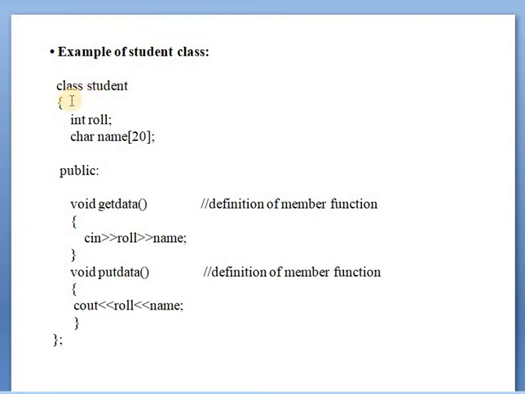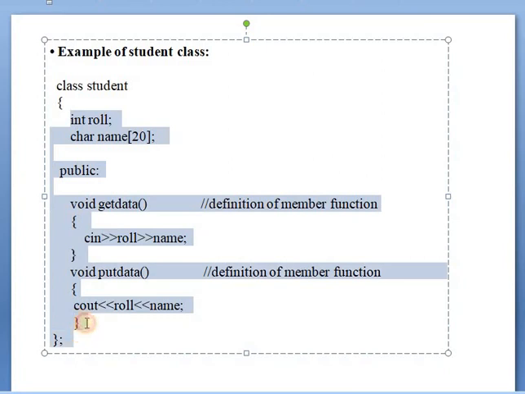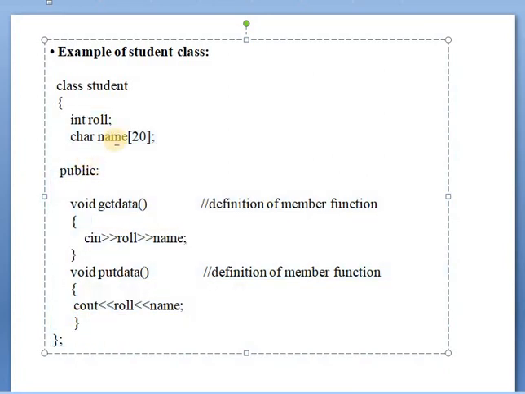Open curly bracket, it is a class body. So integer roll number and character name, these two are the private data members. Here any access specifier is not written, so by default it is private. Now public void get data and public void put data.